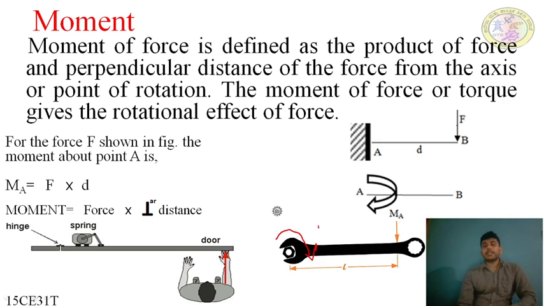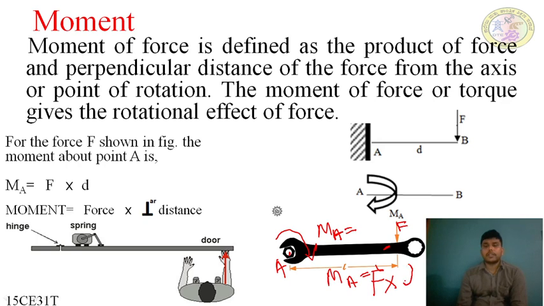The moment about point A, M_A, equals this. Consider this as A, and moment about A is equal to, this is the other figure. This force is F actually, it has been overlapped. M_A equals F into L, where the perpendicular distance is denoted as L here. F into L.